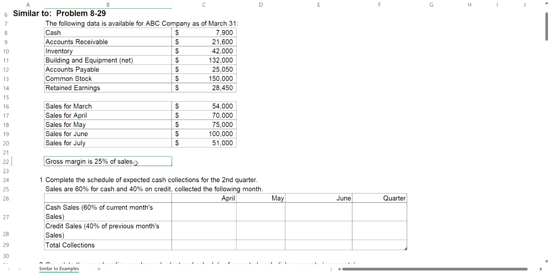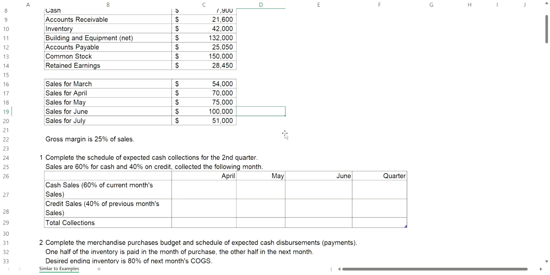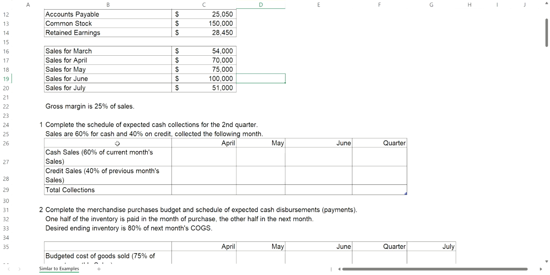Now notice here it says that gross margin is 25% of sales. Remember, gross margin is calculated by sales minus cost of goods sold. So keep in mind for later that cost of goods sold then is the other 75% of sales. Okay, so we're given the expected sales.